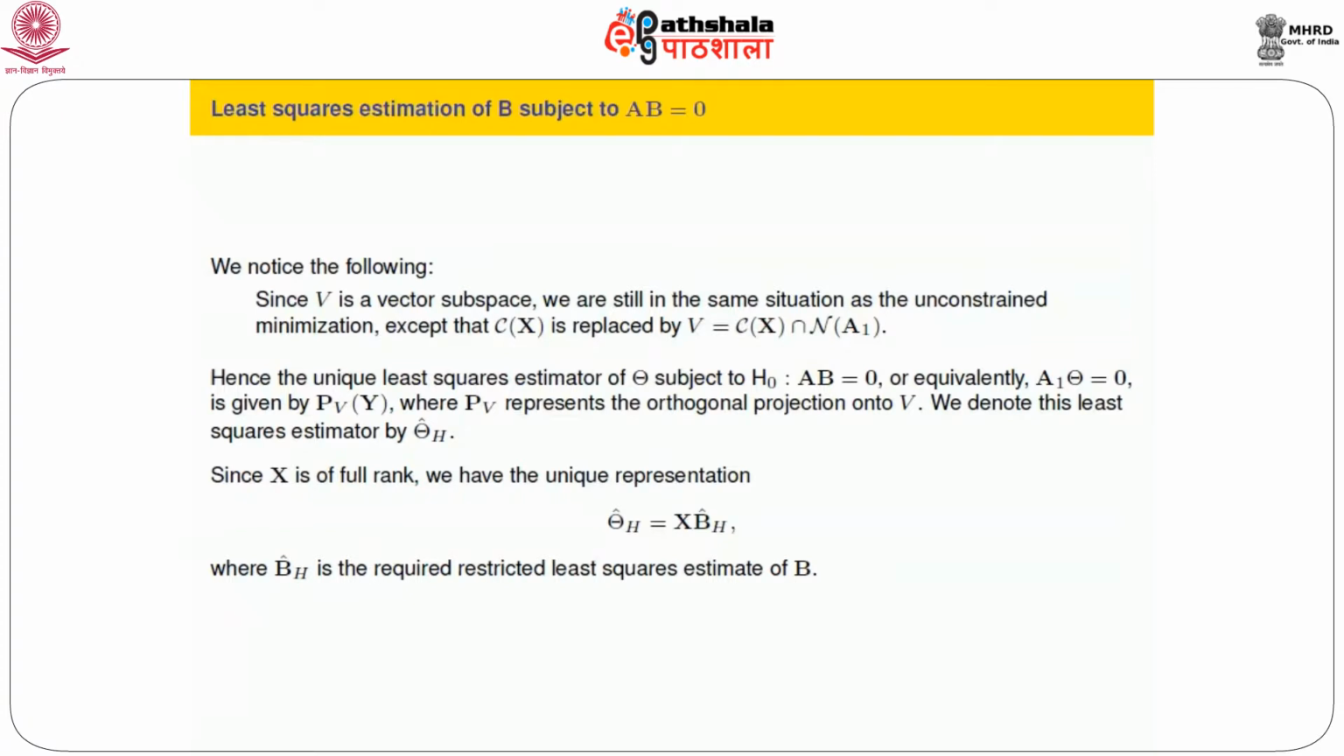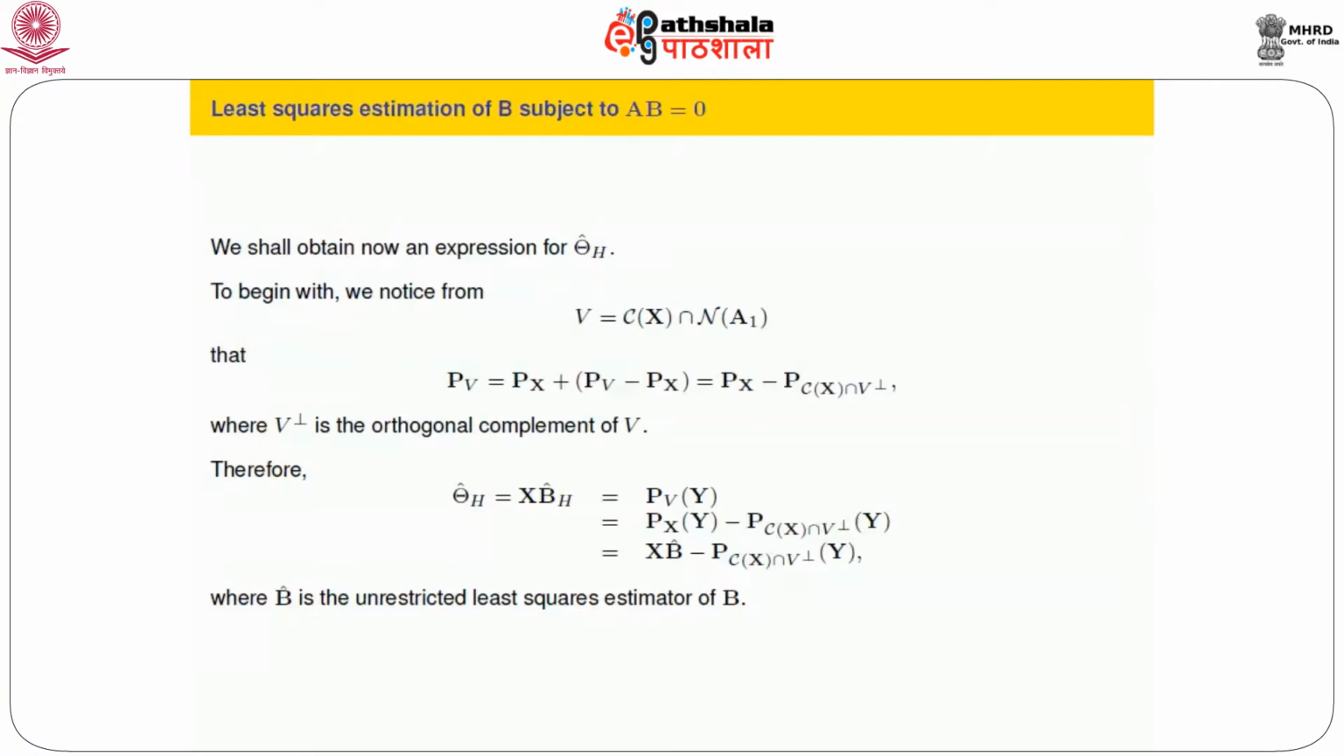All right. So what do we do now? We have come to a little bit of simplification. We have seen that theta hat h is theta hat minus P of Cx intersection V perp applied to y. So this is the object we have to explore now. That's our goal: P of Cx intersection V perp of y.